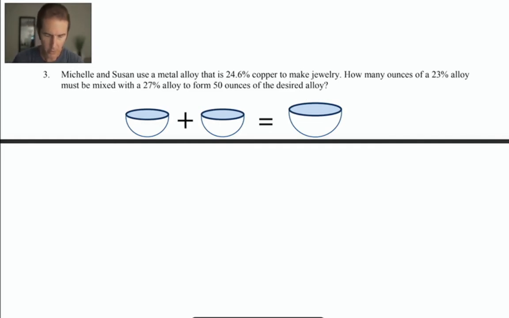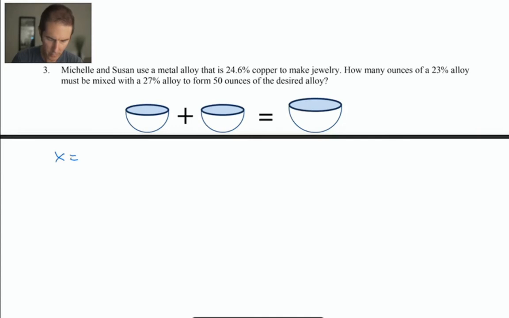So let's make a note. We're going to say that X is equal to number of ounces at 23%, and Y will equal the number of ounces at 27%.